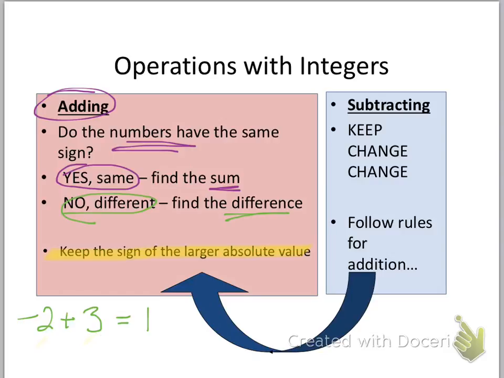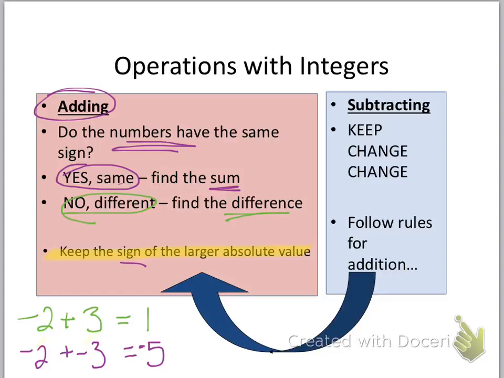Let's look at another example. If I do -2 plus -3, those have the same sign, so I find the sum. The sum of 2 and 3 is 5. And again, keeping the sign of the larger absolute value. The larger absolute value is negative, so my answer is negative. Okay, so we'll do some more examples of those.